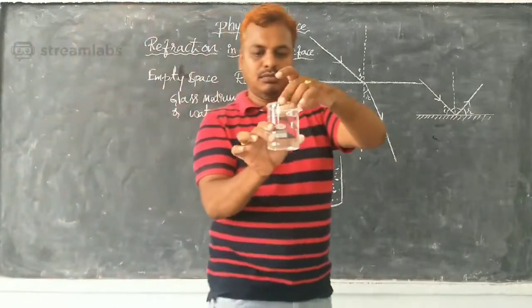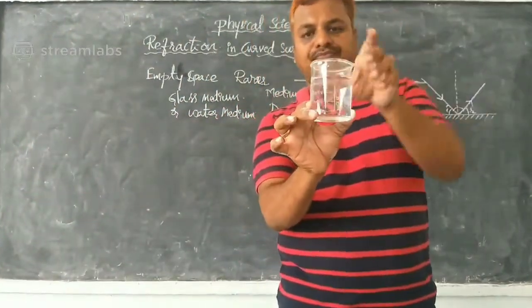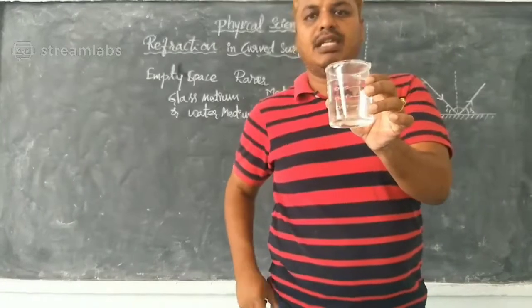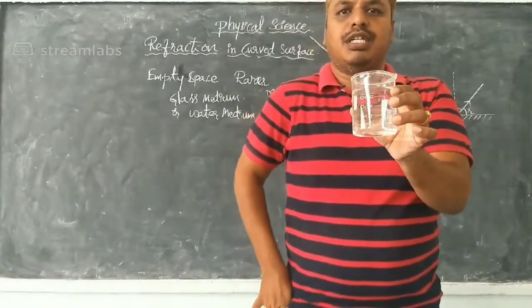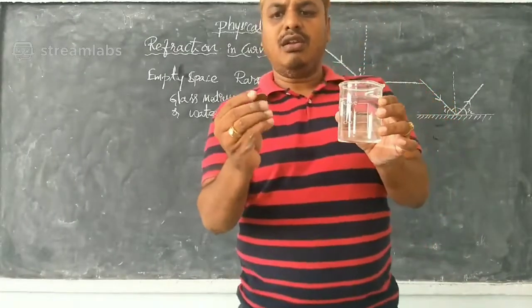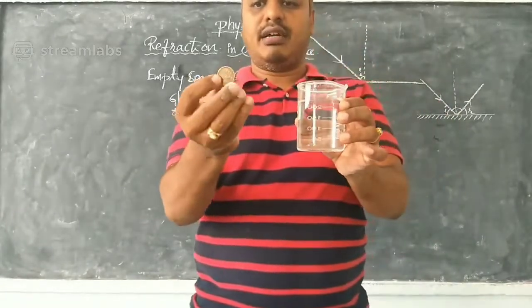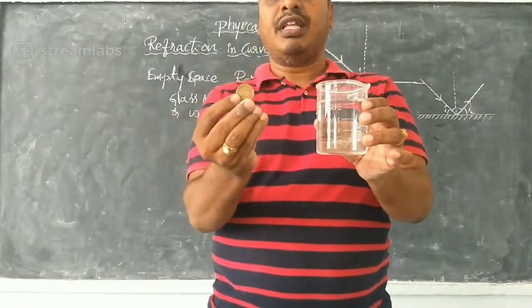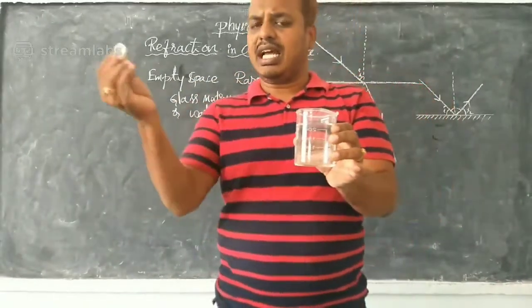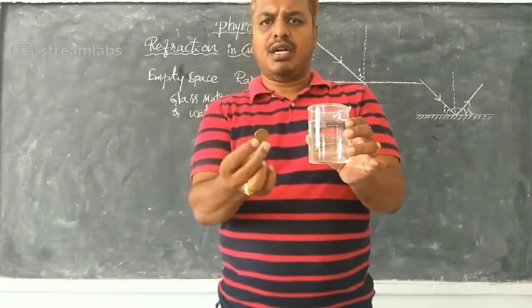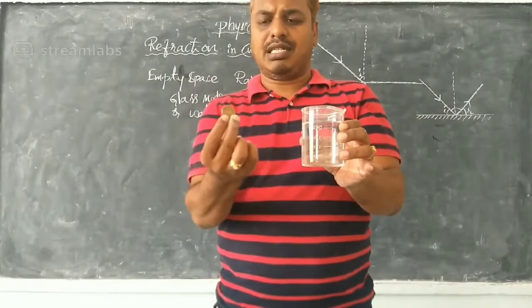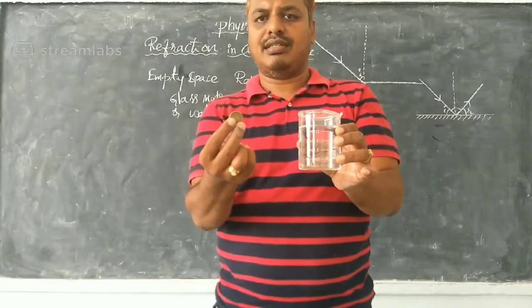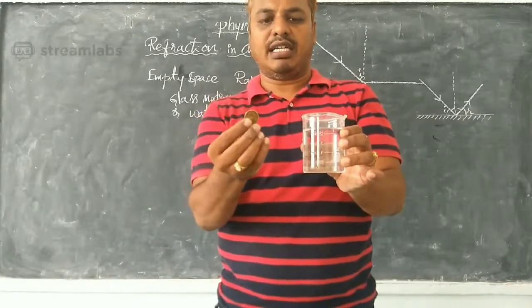Now I took a beaker of water. Inside this beaker, I am going to put a small coin. The coin looks very small when outside in the actual space, so the light rays are directly falling on it, and there is not much difference. That is why we see the coin as it is.